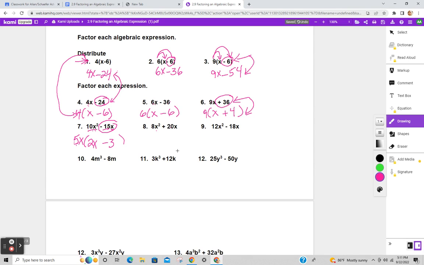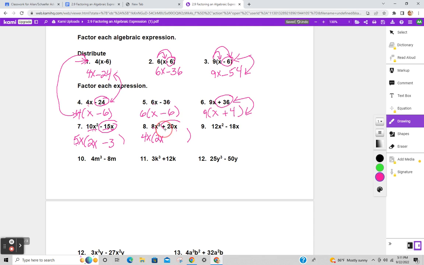Okay, number 8, 4 is our greatest common factor for the numbers 8 and 20, and x is our greatest common factor for x and x squared. It can't be x squared because x squared does not divide x evenly. So 4x is our greatest common factor for this expression. 4x times what will give us 8x squared? Well, 4 times 2 will give us the 8, and x times x will give us x squared. So we just need another factor of x.